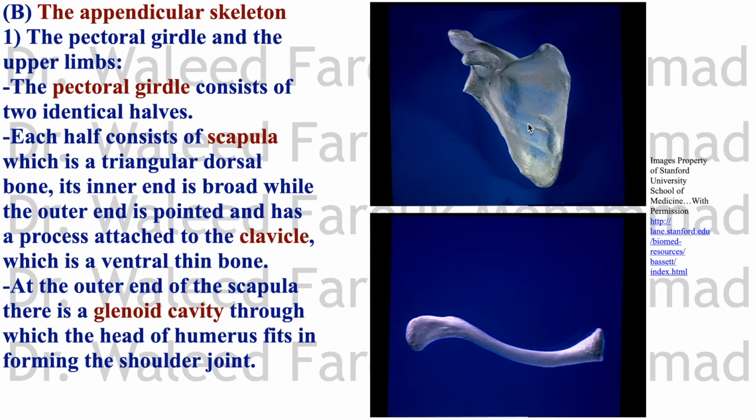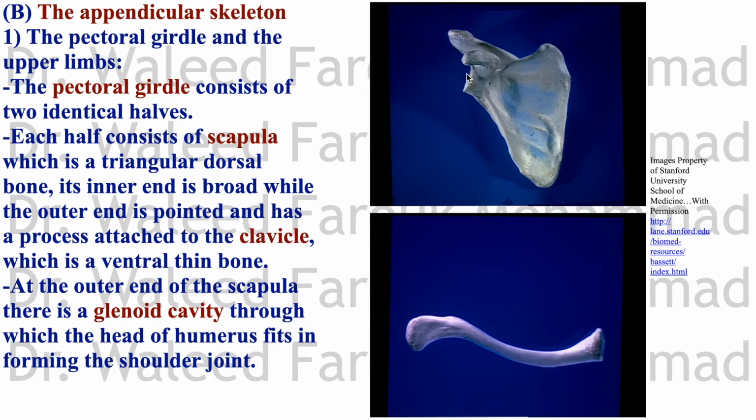This is the right scapula viewed from the front. This is the inner part of the scapula. See, it's broad, and this is the outer part, which has this structure, which is called the glenoid cavity. This is the glenoid cavity that accommodates the head of the humerus.